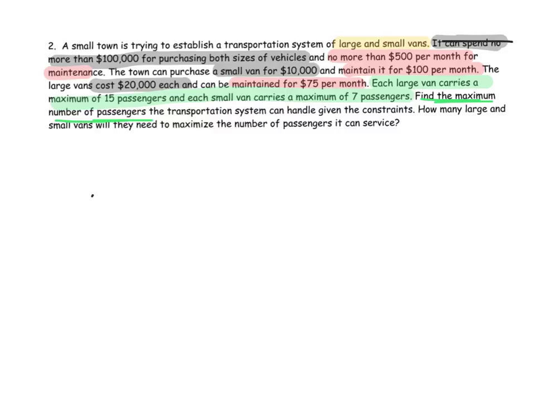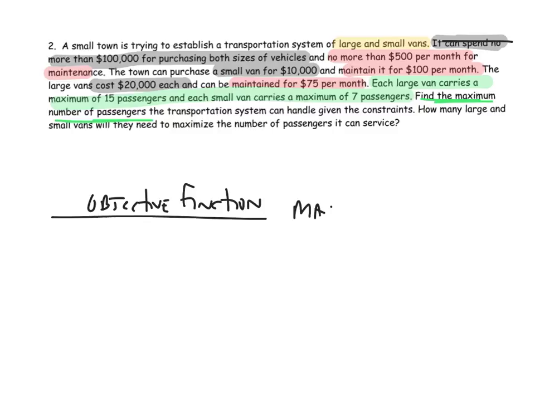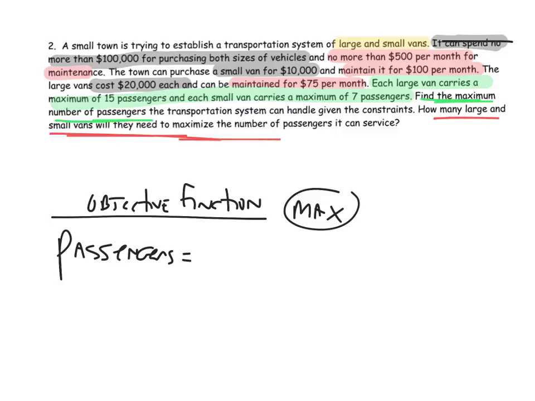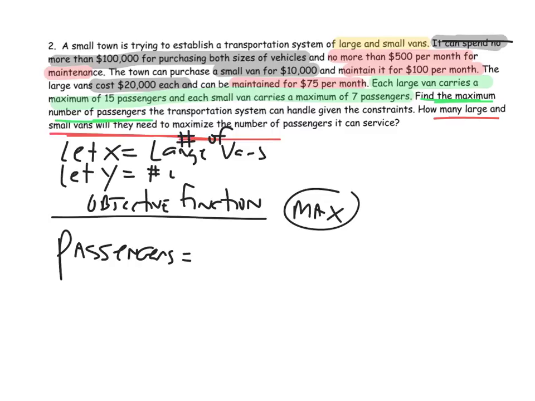So here I know my objective function. Before I even write my let statements, my objective function should be a maximum, and here I'm going to try to calculate the number of passengers. The question says how many large vans and how many small vans will they need. So I'm going to let x be equal to the number of large vans, and I'll let y be equal to the number of small vans. It doesn't matter if you let x be the large and y be the small, or vice versa, as long as you stay consistent.